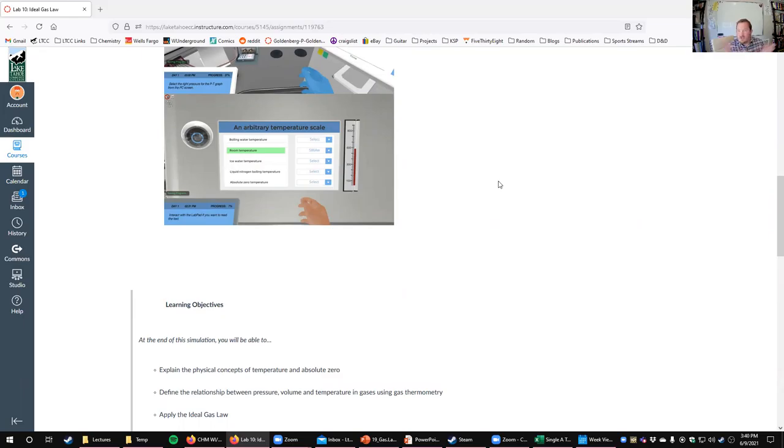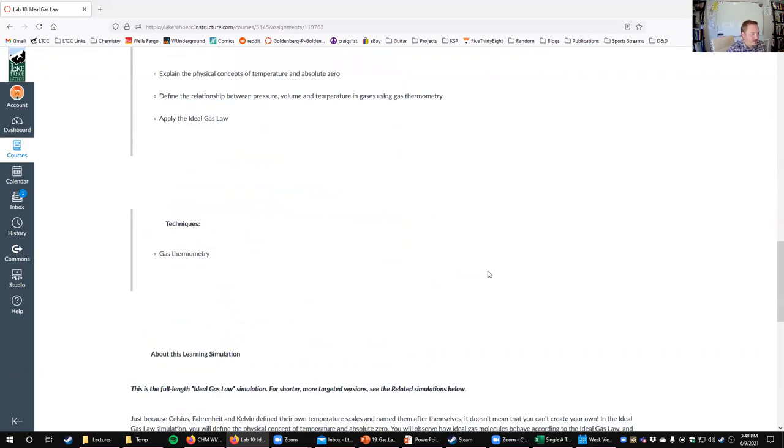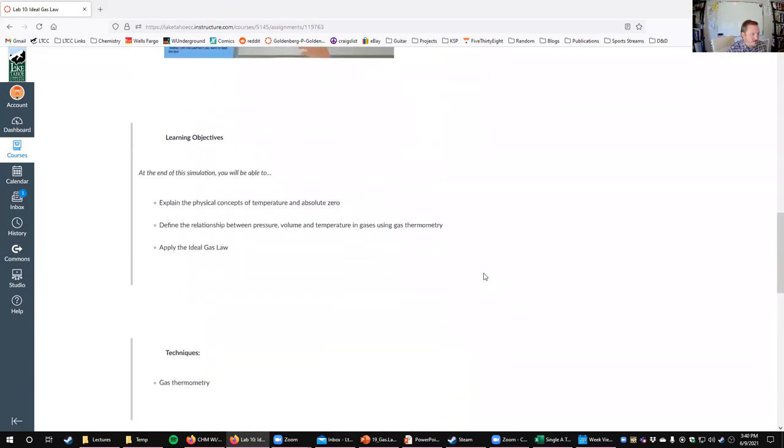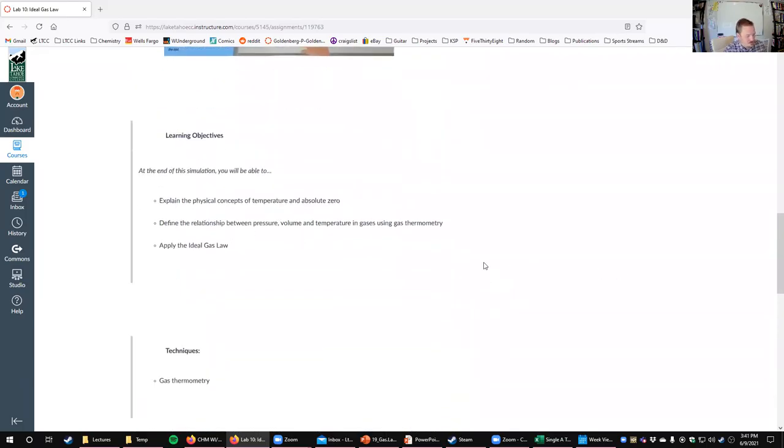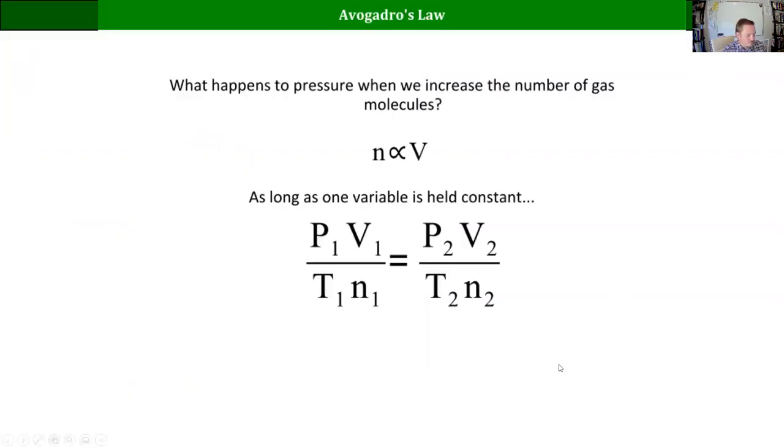And then it has you make what it calls an arbitrary temperature scale, which is just going to be a temperature scale that starts at absolute zero. But you can pick whatever you want to be the temperature markings from there. It doesn't really make a difference for these gas laws, as long as it starts at zero, which is absolute zero. Zero is the point when you've got zero volume and zero pressure.